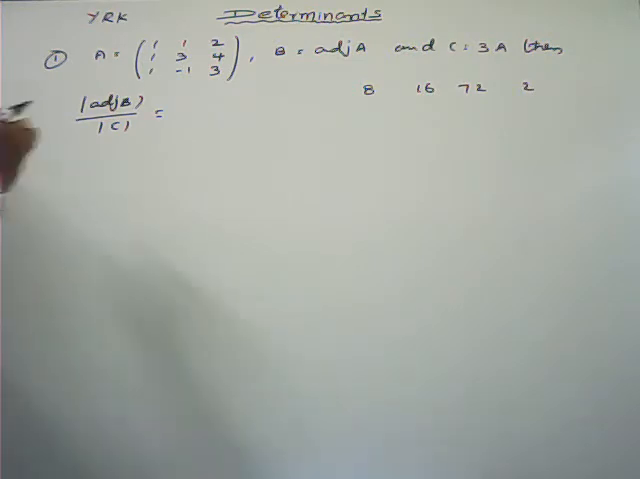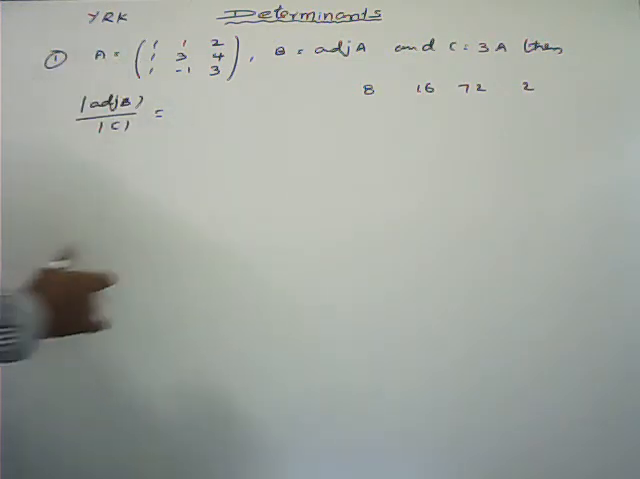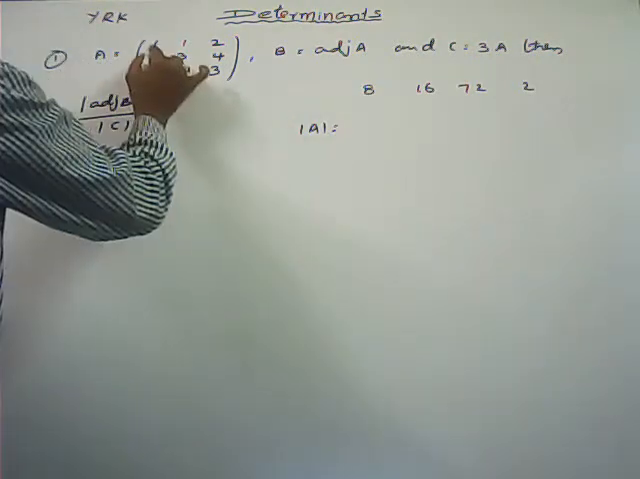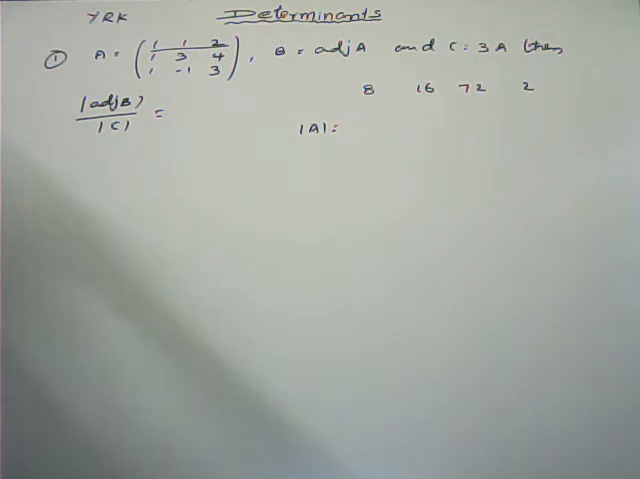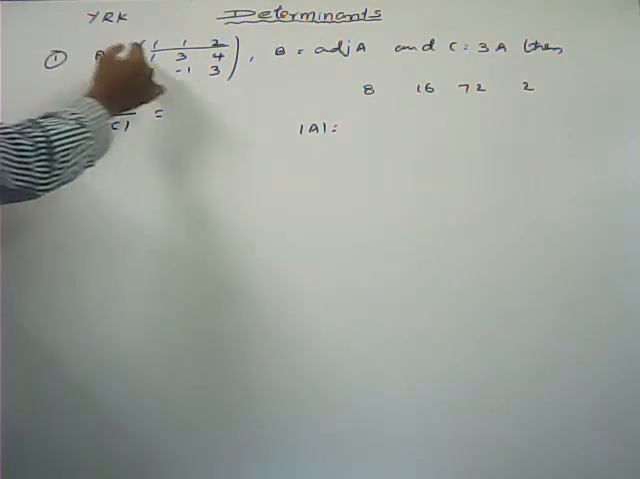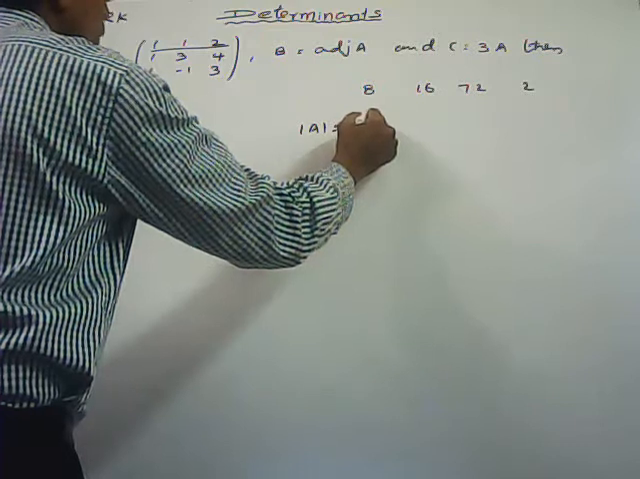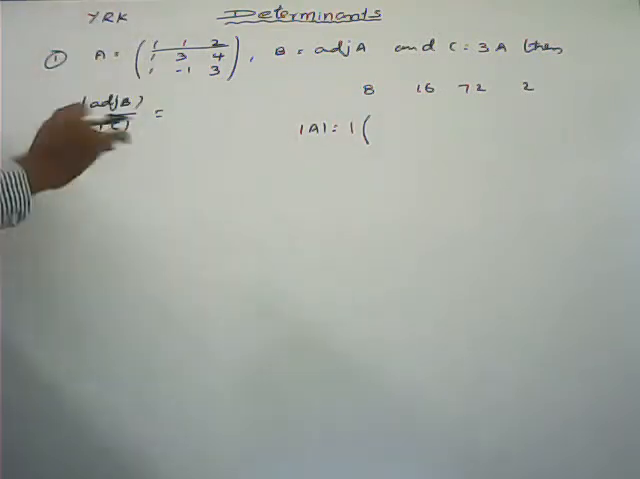Here first we can find the determinant of the given matrix. Det of A is equal to, here generally we take the first row elements only. First row, first element, that should be multiplied by its corresponding cofactor. That is the even position only, to multiply with minus.